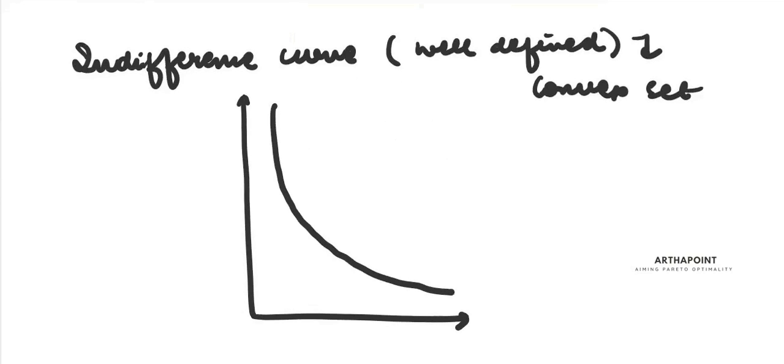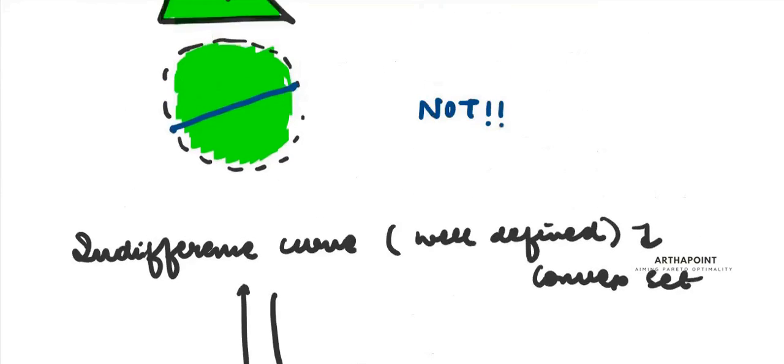Ma'am, can you explain the last example of convex set? Okay. I can't get it.